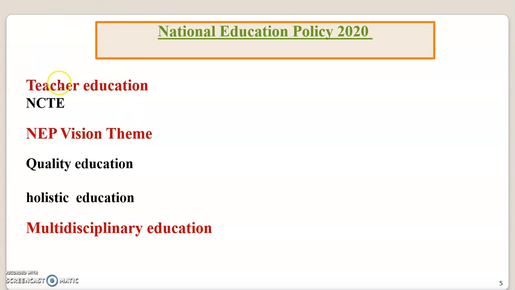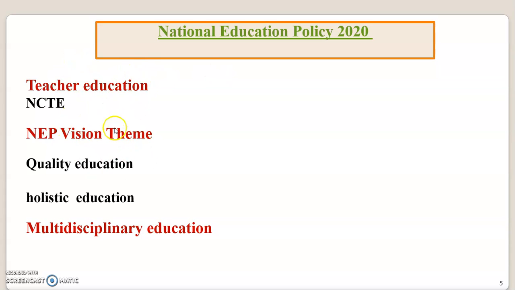Then in teacher education also, a lot of reforms are suggested. By 2021, a new and comprehensive National Curriculum Framework for Teacher Education, that is NCFTE, National Curriculum Framework for Teacher Education 2021, will be formulated. By 2030, the minimum qualification for teaching will be a 4-year integrated B.Ed degree.